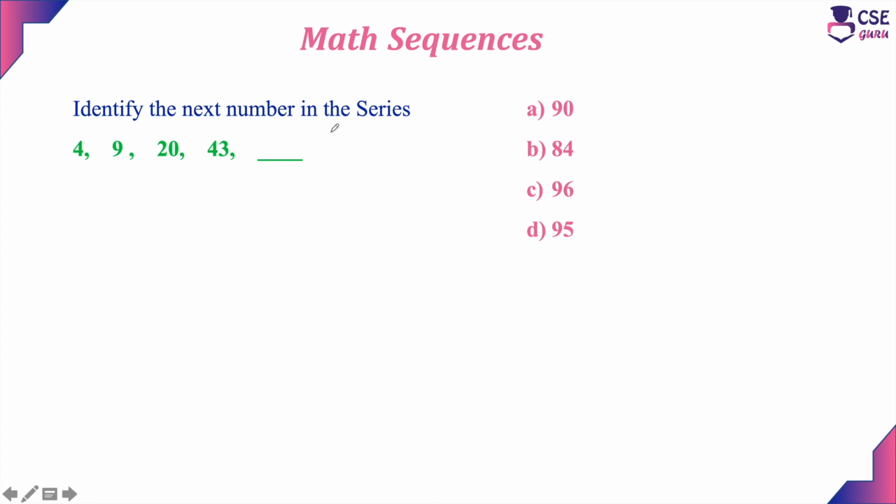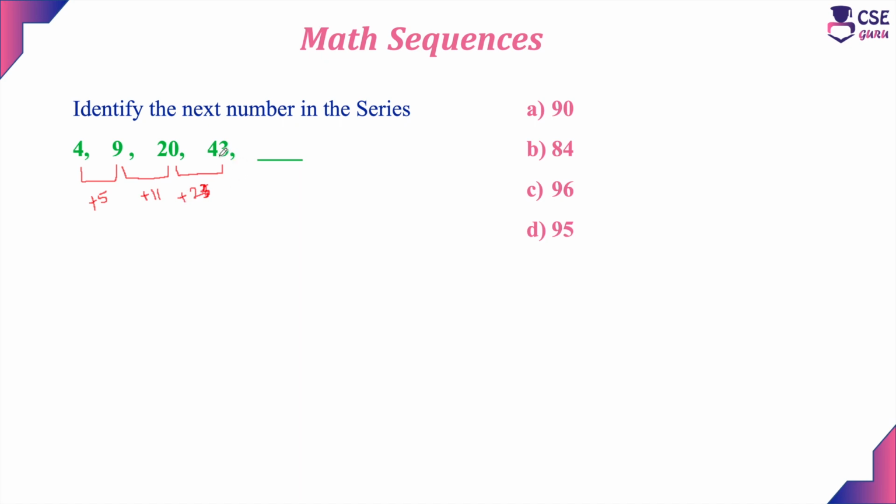Identify the next number in the series. 4, 9, 20, 43. And what is the next term we need to find? The difference between the first and the second term is plus 5. And the difference between the second and third term is plus 11. Okay, so the difference between the third and fourth term is plus 23.